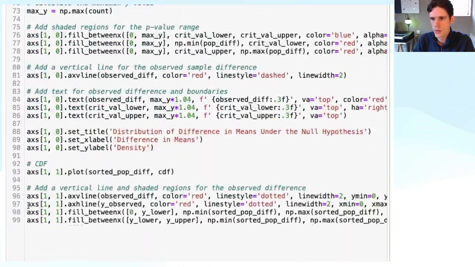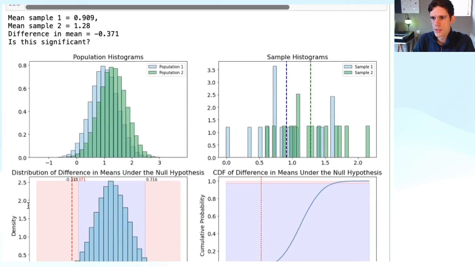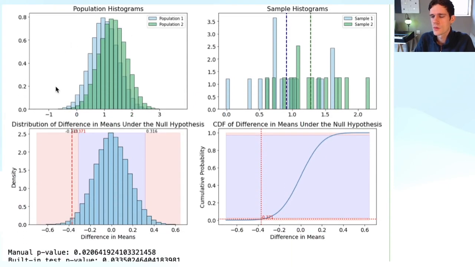Now, if we scroll down to the plots and we see what we eventually want to get, on the first graph, we represent our populations by their histograms. And here, of course, we very clearly see that there is a difference in means between these two populations. Then on the right-hand side, we plot the histograms of our specific samples. And of course, the corresponding sample means are the vertical lines here.